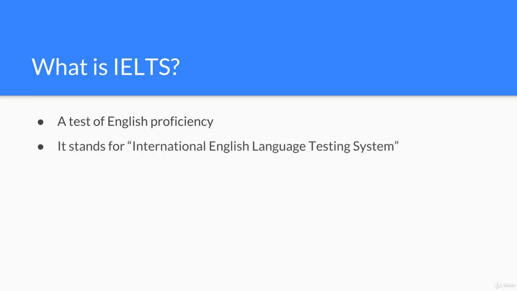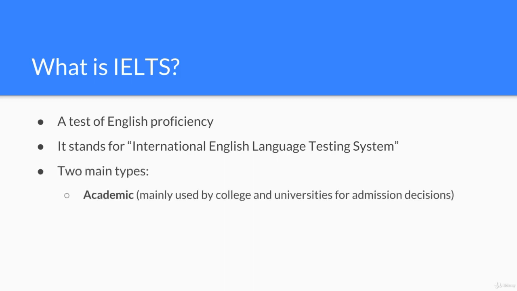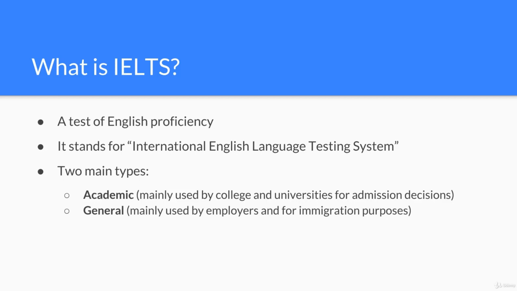So now let's talk about what the IELTS is. Well, it's a test of your English proficiency. And what it stands for is International English Language Testing System. There are two main types of IELTS. There's the academic IELTS. This type of IELTS is mainly used by colleges and universities for students who want to study abroad in an English-speaking country. General IELTS, on the other hand, is mainly used by employers for people who want to work abroad. I suggest that you contact your university or your employer to make sure that you're taking the correct IELTS.